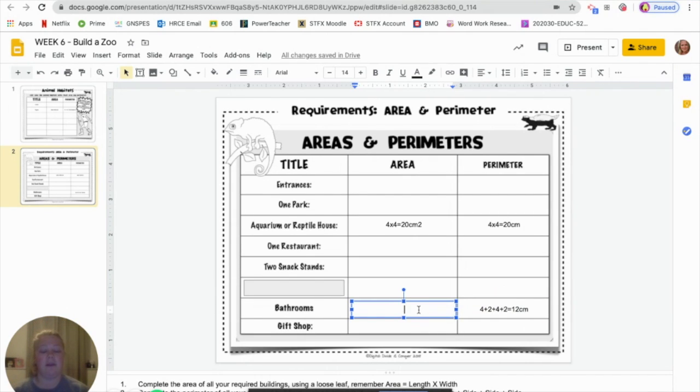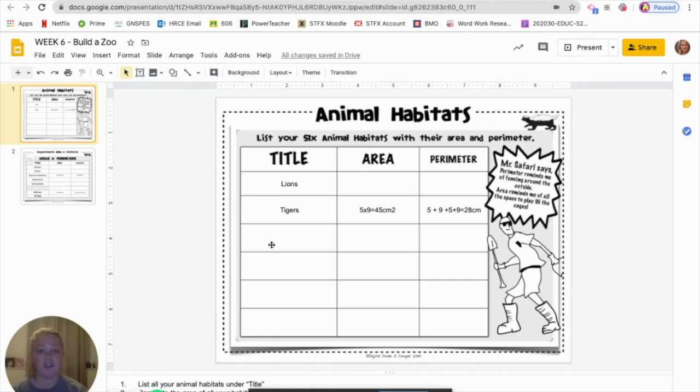And then to calculate the area of my bathrooms, I have to do length times width, so 4 times 2, which equals 6 centimeters squared. Okay, so that's how I'm going to figure out the area and perimeter for every single one of my shapes on my Build-A-Zoo. This checklist should be full of your equations because you're going to do every single one of your buildings.